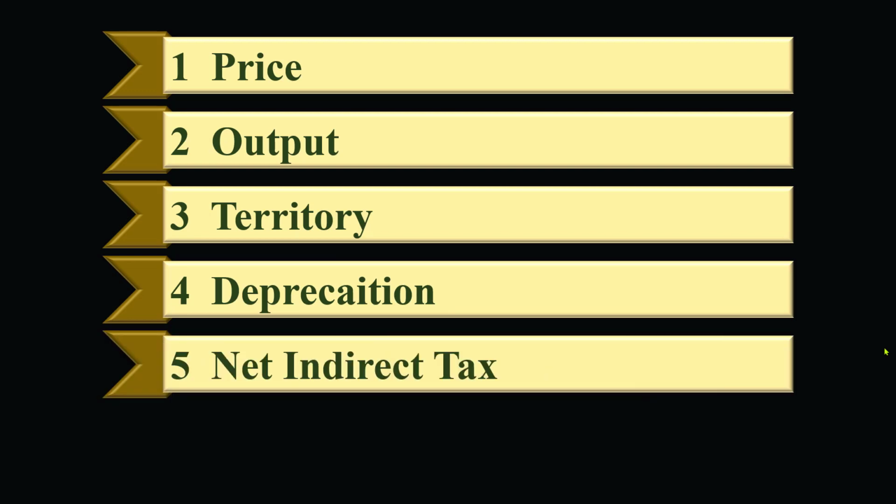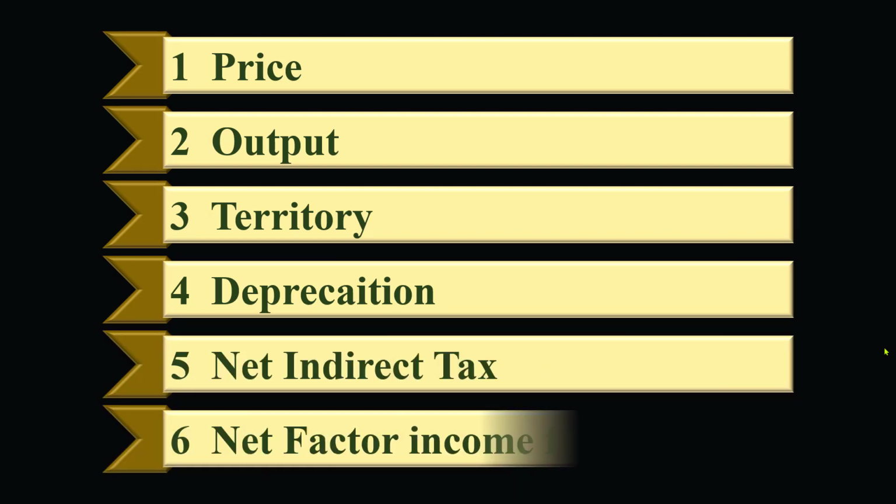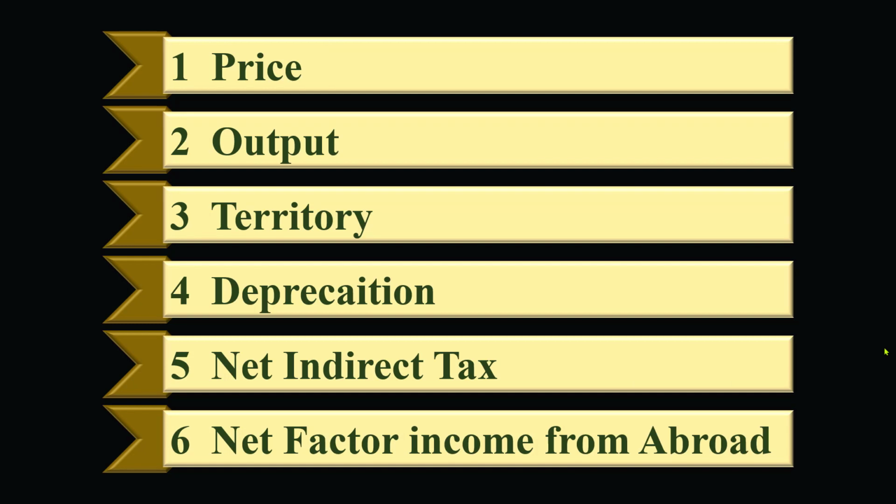Then additional measures which are involved in their calculations, such as 4. Depreciation, 5. Net indirect tax, and 6. Net factor income from abroad. This is the simplest way to distinguish one concept from another.